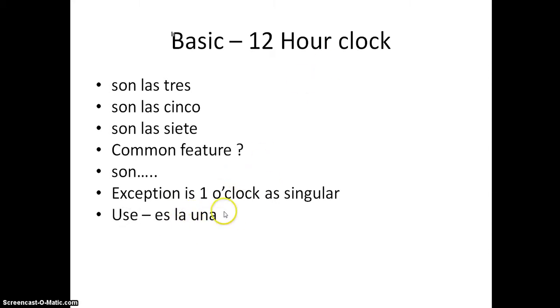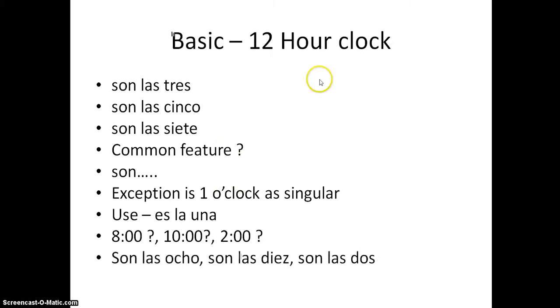So any time with 1 o'clock involved, so 1:15, 1:10, any of those, we use es la una and then whatever else we need. So how would we do 8 o'clock, 10 o'clock and 2 o'clock? Pause it briefly, have a go, and then we'll go over the answers. So, son las 8, son las 10, son las 2. Okay, hope you got those right.